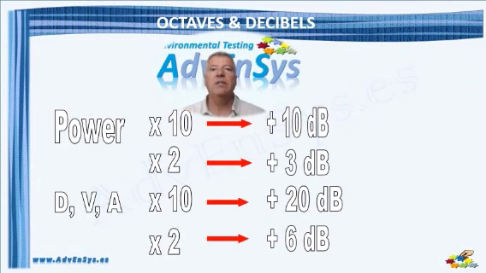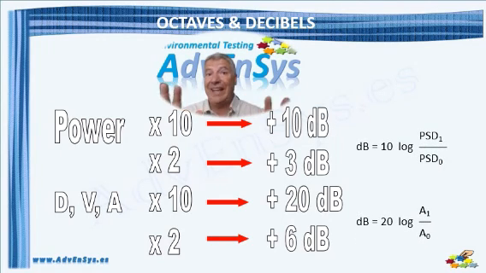So, summarizing, here we have the dBs increase or decrease depending on the increase or decrease in the magnitude when it is multiplied by a factor of 2 or by a factor of 10, and the formulas to calculate it.